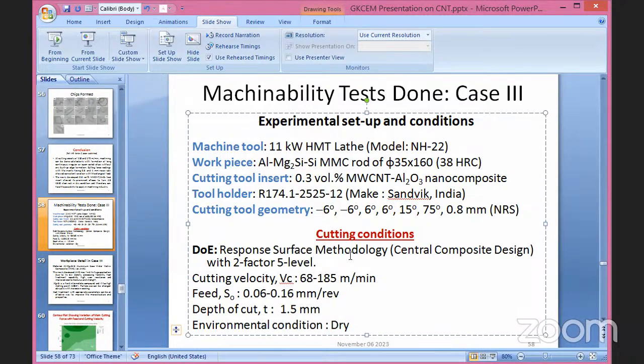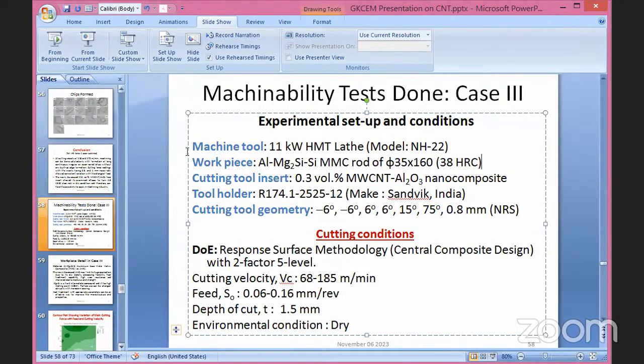And here we have used a design of experiment method known as response surface methodology, RSM, as it is popularly known. Within RSM, we resorted to central composite design, CCD, which is done with a 2-factor 5-level experimental system. Here cutting velocity varies from 68 to 185 meters per minute. Feed varies from 0.06 to 0.16 millimeter per revolution. Depth of cut is kept constant at 1.5 millimeter and the environment is kept dry.